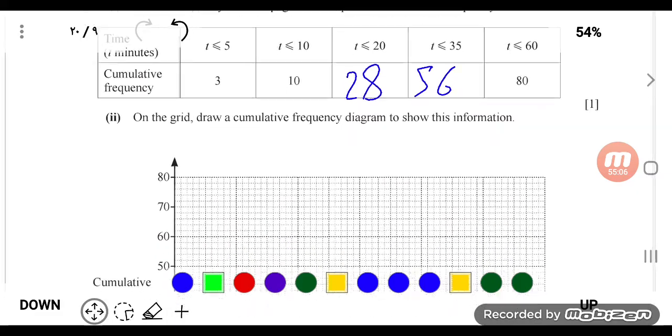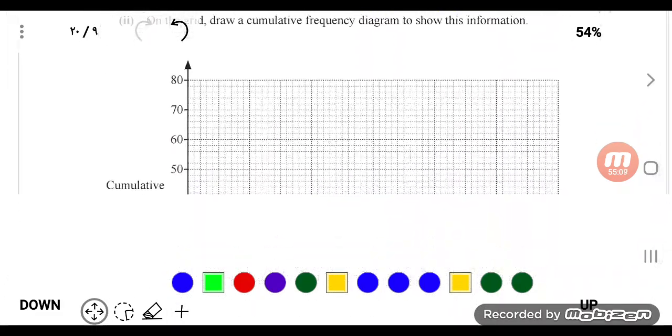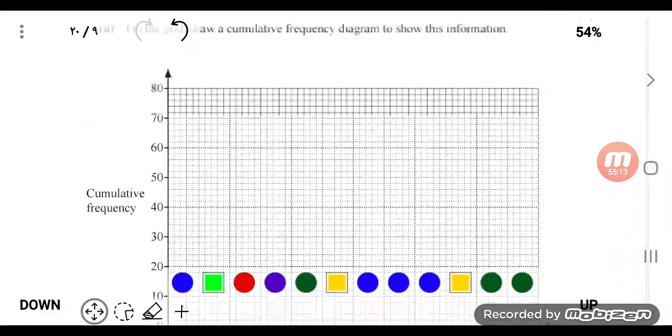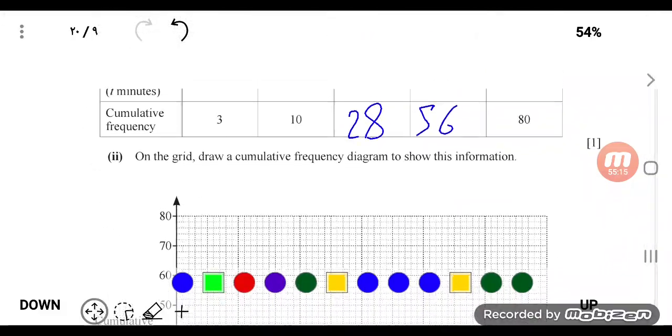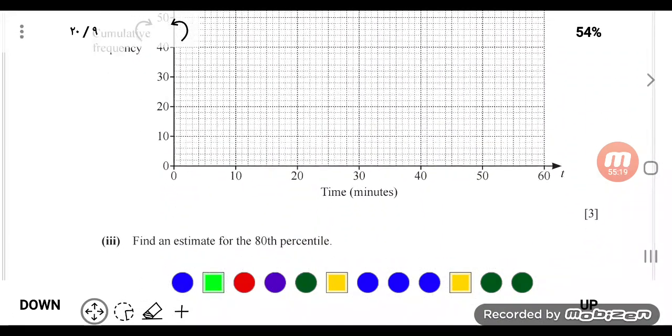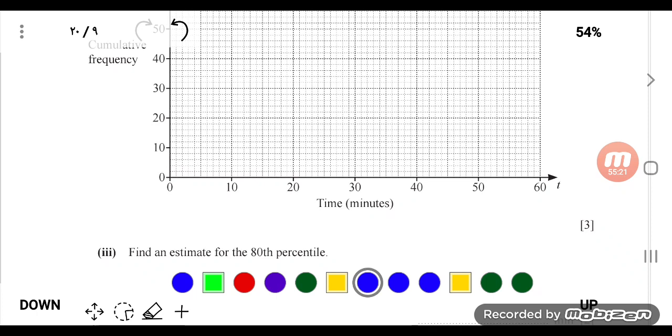After plotting these points, you get the graph. So let's start plotting. First one is 5, 3. So when you plot 5, 3, 5 here and 3 here, estimated. It means almost here.